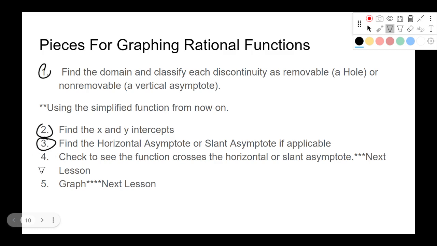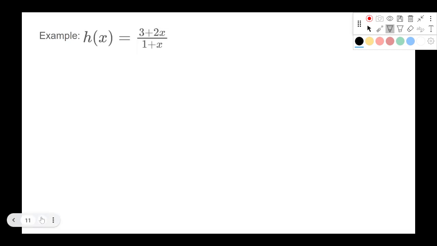And then there's a couple more steps that come afterward, which will be in the next lesson. Check to see if the function will cross the horizontal or slant asymptote. We'll talk about that later on. And then we will actually go ahead and graph. But for now, if you can do these three steps here at the top, you're pretty close to actually being able to make the graph. All right, so let's take a look at our first example.